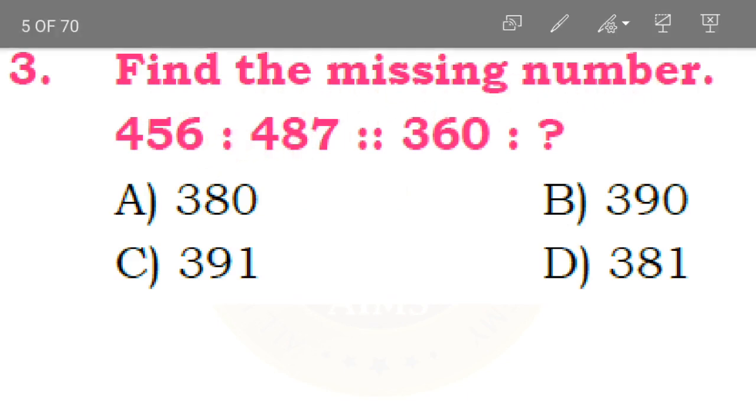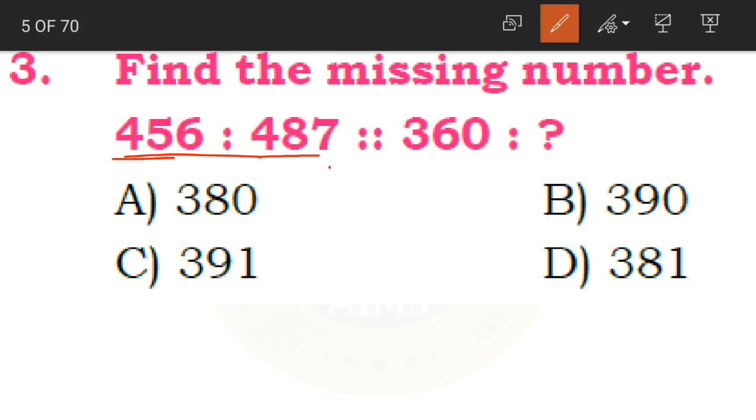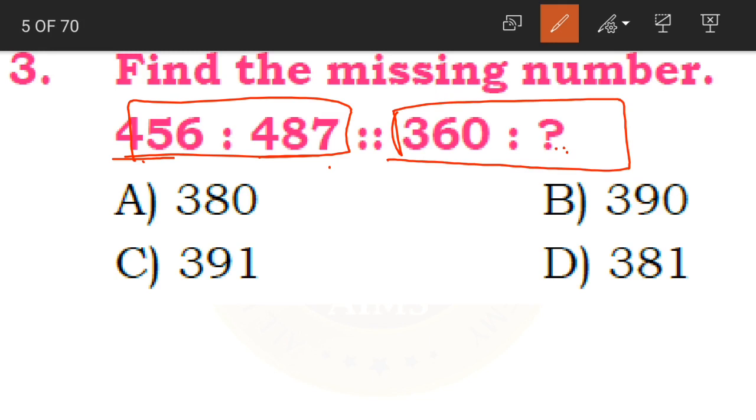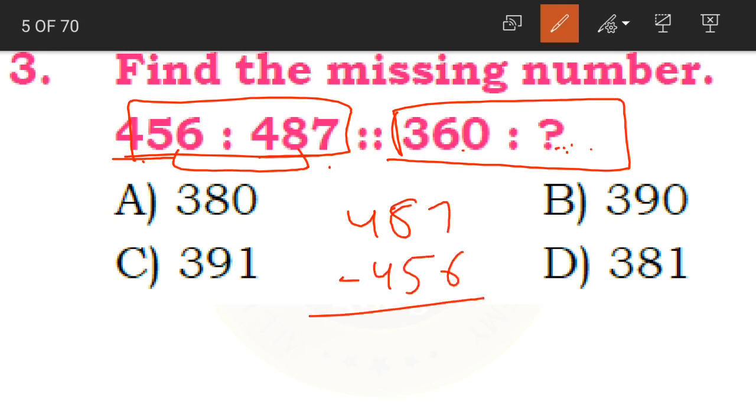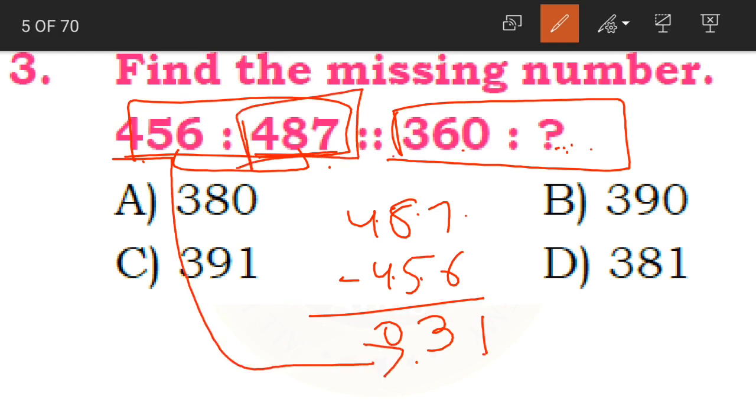Moving on to question number 3. Find the missing number. 456, 487. Okay, these two are in one pattern. And in the same way, we need to find out the number that should come after 360. First, to find out the relation between these two, let us subtract 487 minus 456. 7 minus 6 is 1, 8 minus 5 is 3, 4 minus 4 is 0. Yes children, what does this mean? To 456, if we add 31, we will get 487. Yes, in the same way we should add 31 to 360.